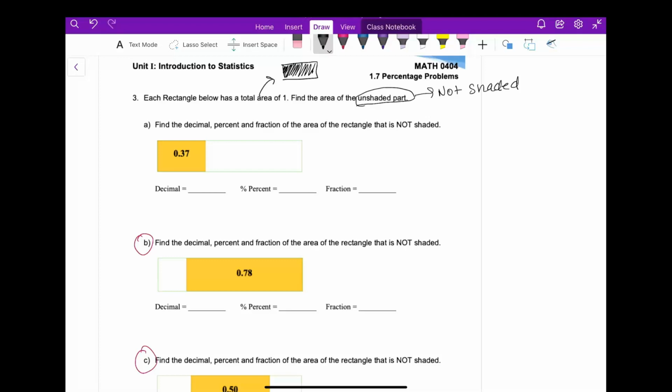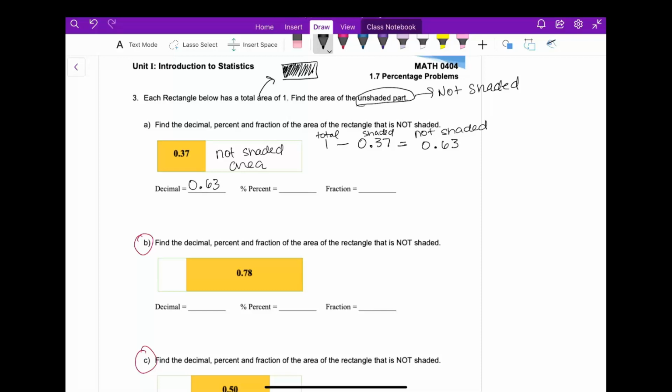Let's take a look at 8. Find the decimal, percent, and fraction of the area of the rectangle that is not shaded. So we're looking for this not shaded area. The math behind this is fairly simple. We're going to take 1, which is the total, and we're going to subtract 0.37, which is the shaded, and we can come up with the not shaded. In this case, it's going to be 0.63.